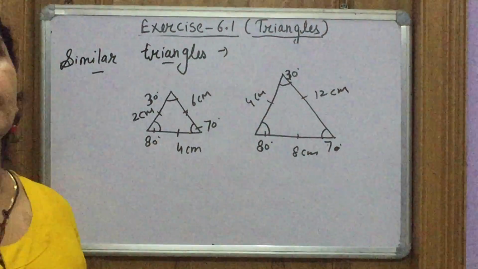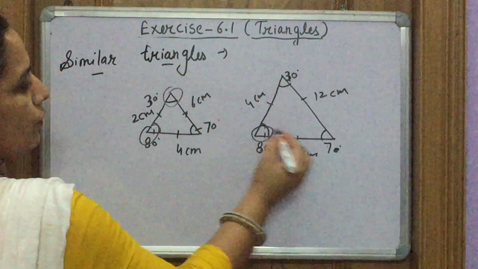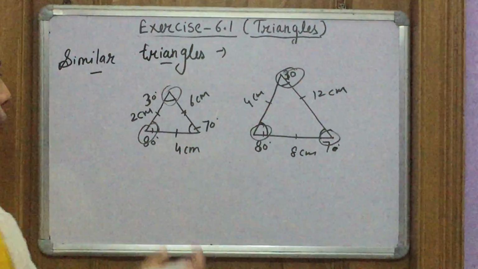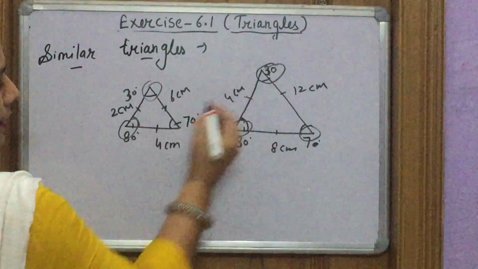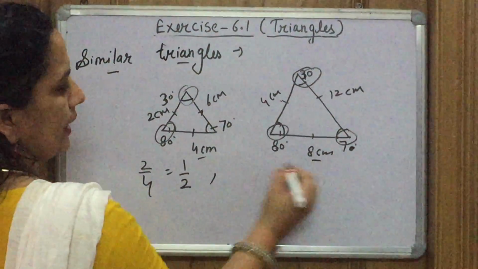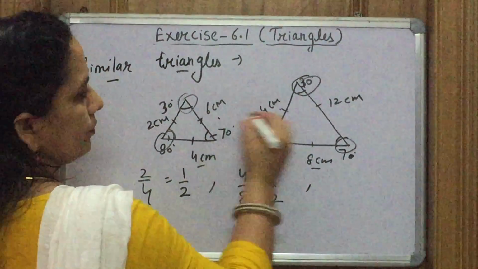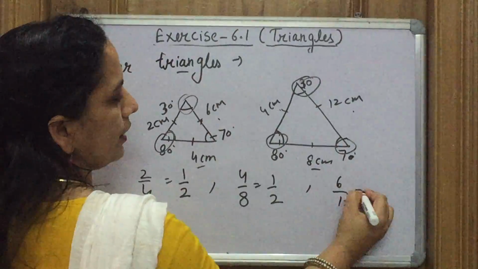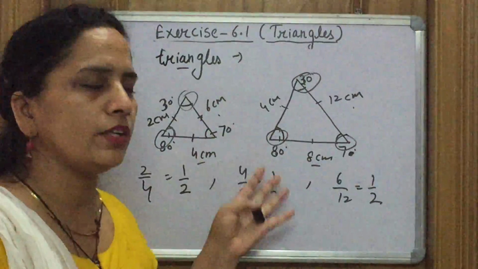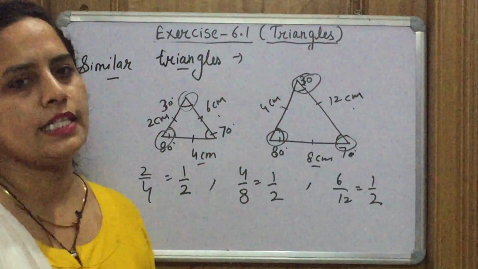So the first condition is that angles must be equal. You can check that all of the angles are equal to the second one. Now we will try to find out the ratio. Ratio of the first side, 2 by 4, is 1 by 2. The second side, 4 by 2, the ratio is 1 by 2. Next is 6 by 12, that means 1 by 2. So the ratio of all three sides is equal to the second one's sides. So we can say that these two triangles are similar.